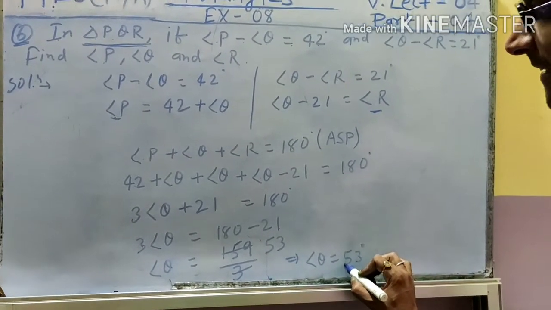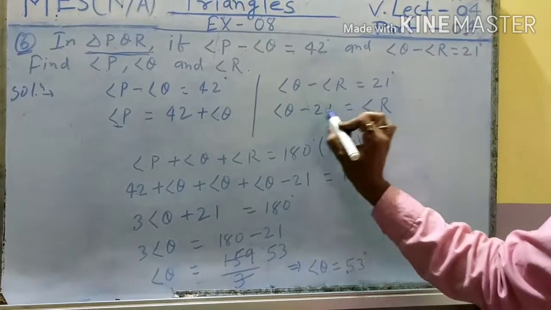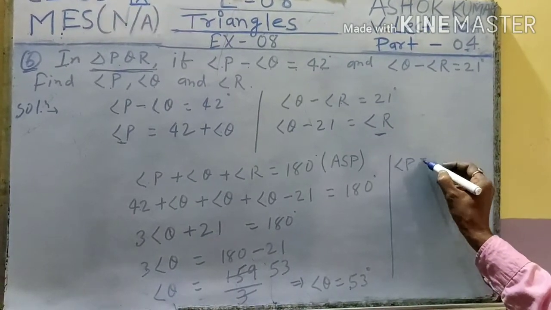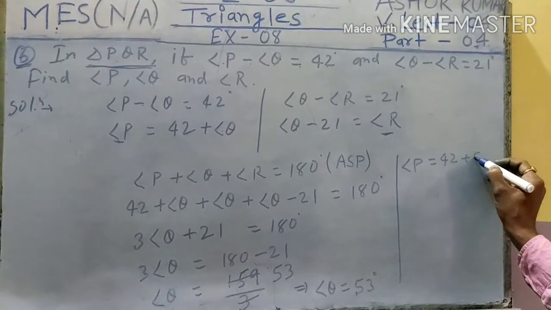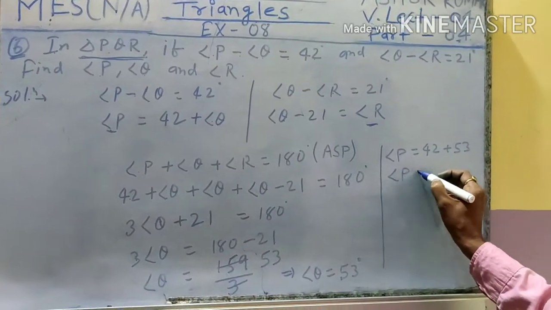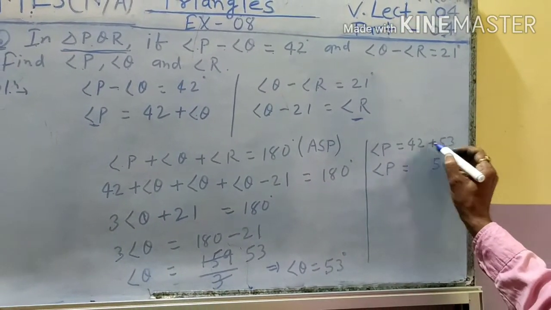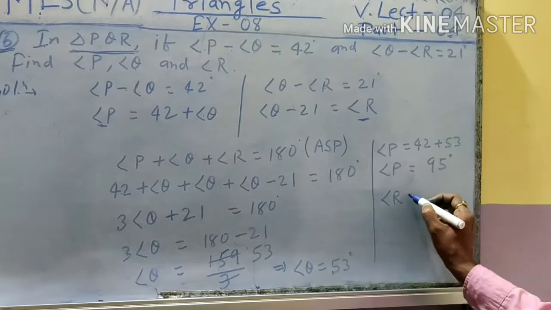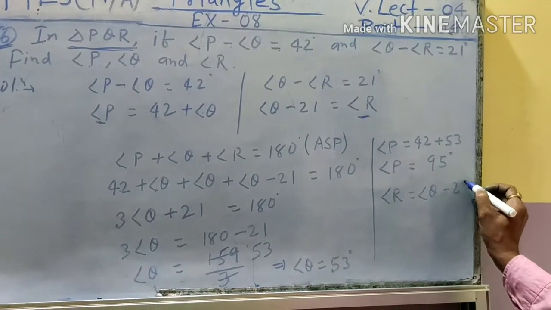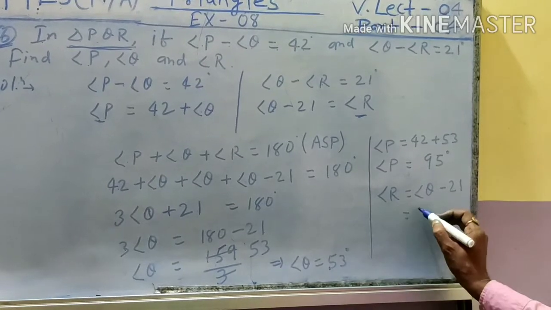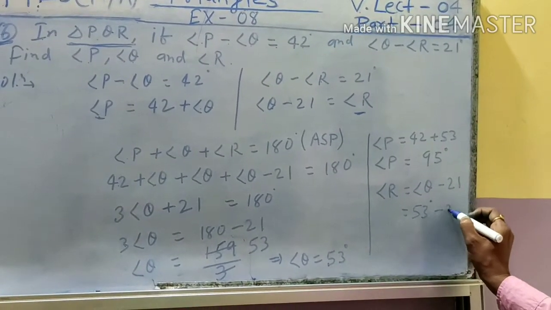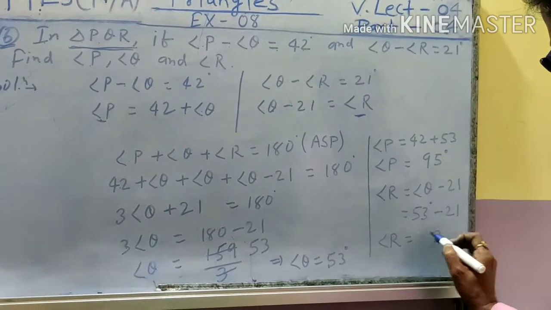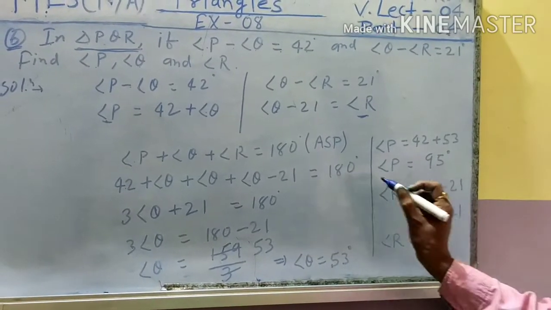Put this 53 degrees in here and here. You will calculate P and R. Okay. So angle P is equal to 42 plus 53. So angle P is equal to 95 degrees. Angle R is equal to angle Q minus 21. So angle Q is 53 degrees, 53 degrees minus 21. So angle R is equal to 32.